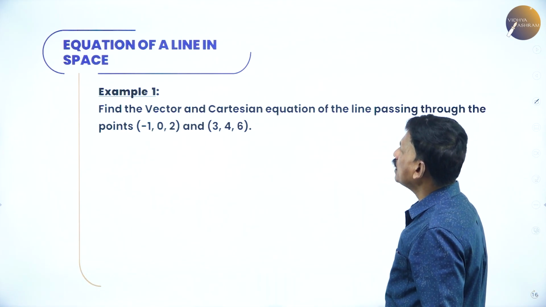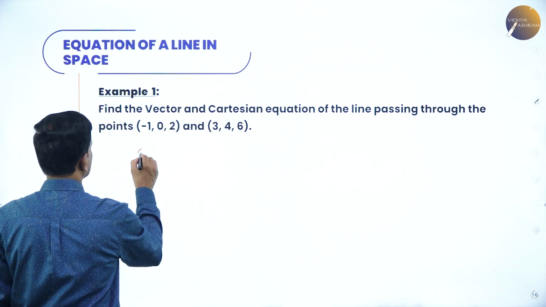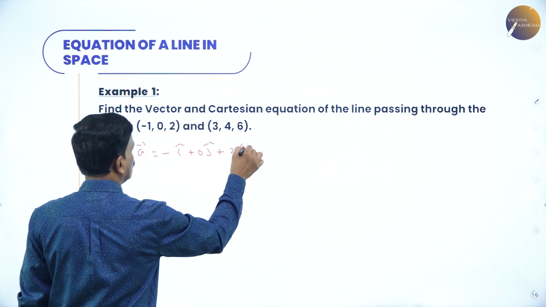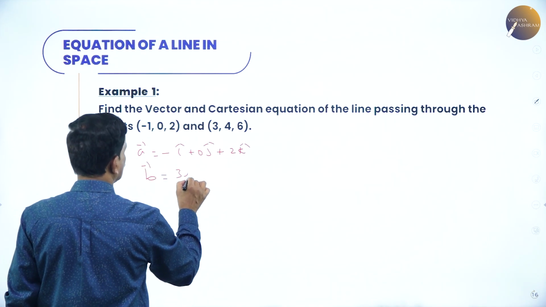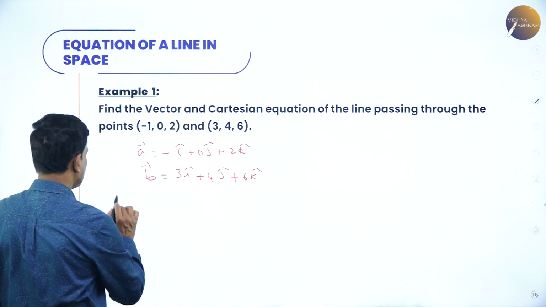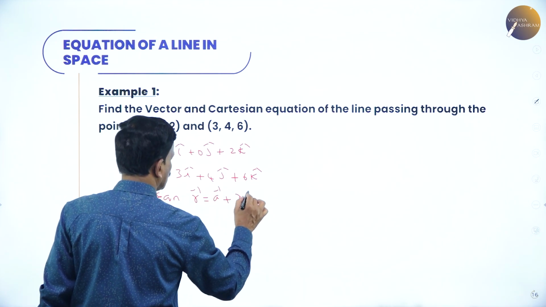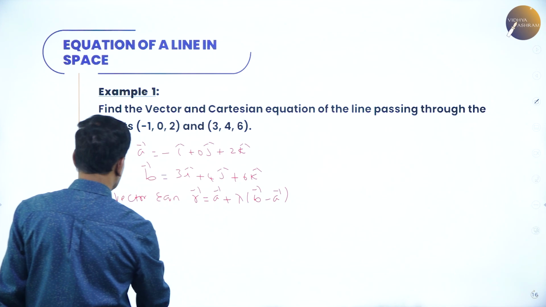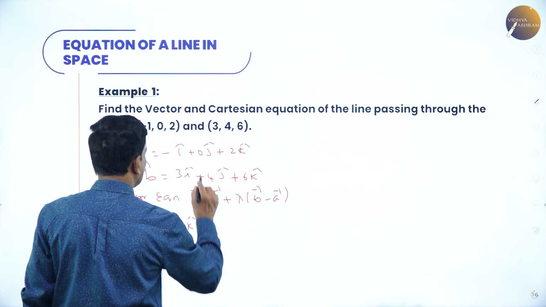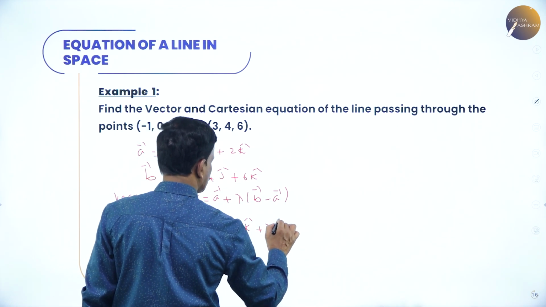Now, find the vector and Cartesian equation of a line passing through the points. So, what are the points given? Given vector a is equal to the position vector minus i plus 0j plus 2k. Vector b is equal to 3i plus 4j plus 6k. Right. Now, write the vector equation first. Vector r is equal to a plus lambda into b minus a. Vector r is nothing but xi plus yj plus zk is equal to vector a, which is minus i plus 0j plus 2k plus lambda into, subtract this.